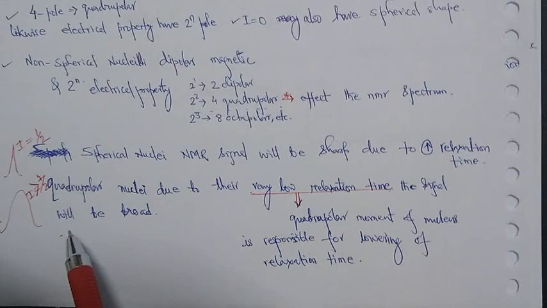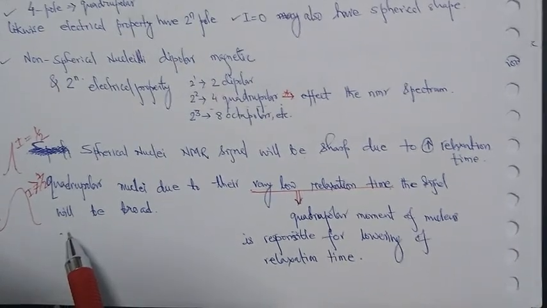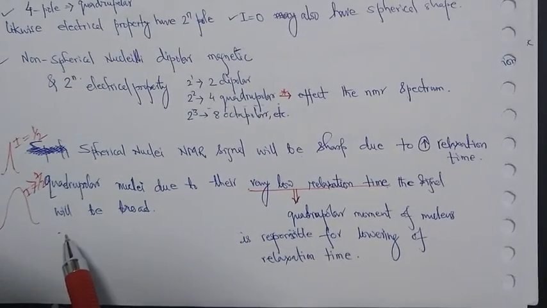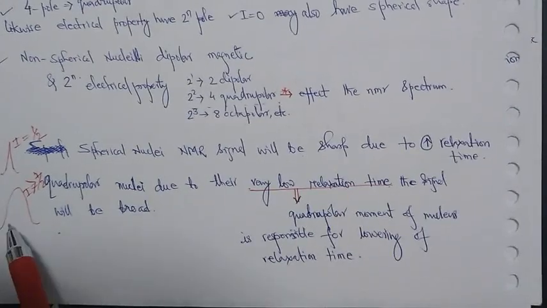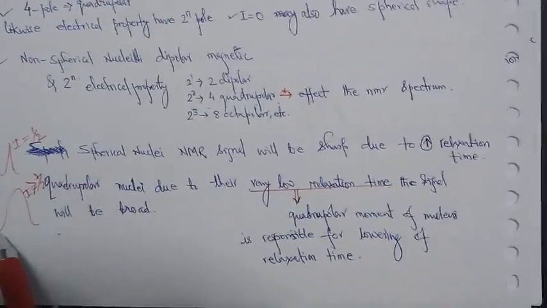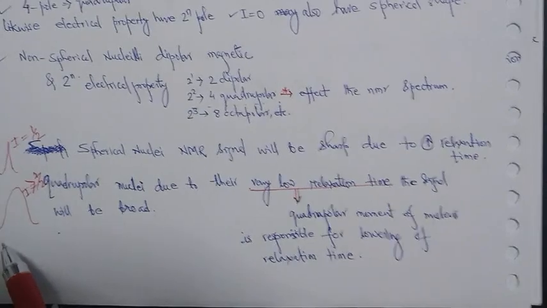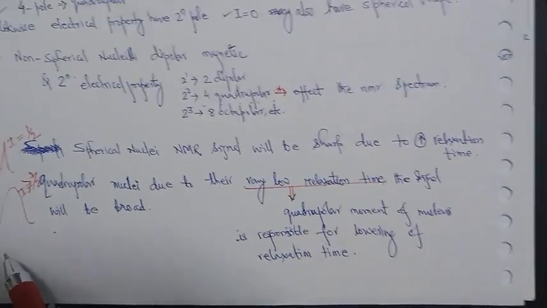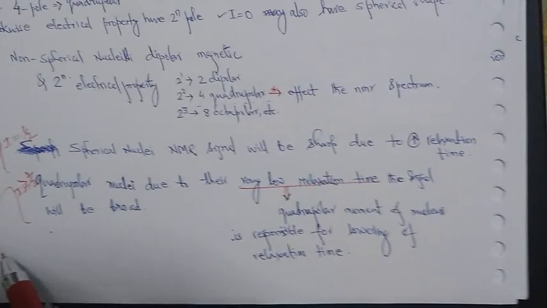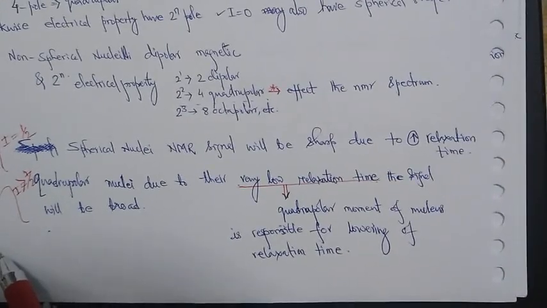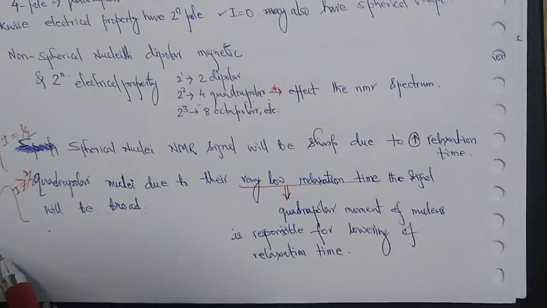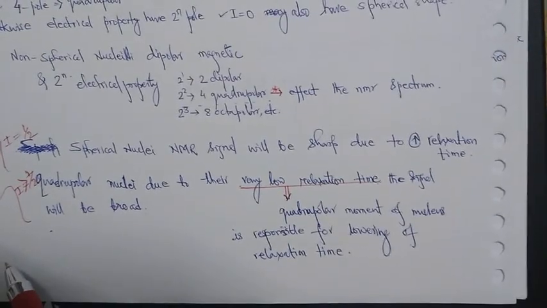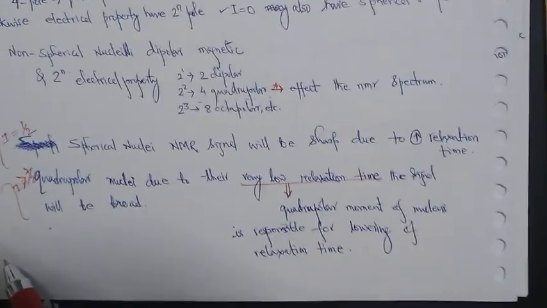And in case of quadrupolar nuclei, due to their very low relaxation time, the signal will be broad, as is shown here like this. This is just a notion to denote the broad spectrum. So the quadrupolar moment of the nucleus is responsible for the lowering of their relaxation time.